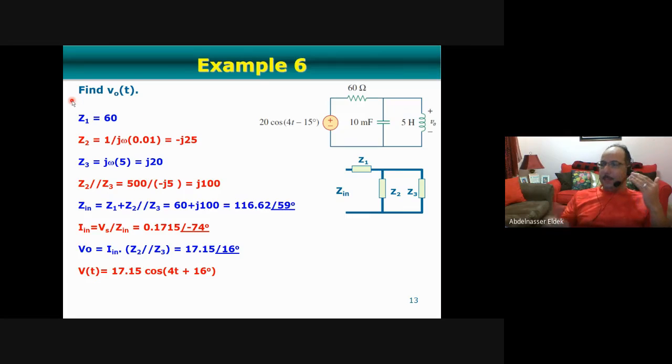Okay, this is another example. We need to calculate V out of T. V out here is a voltage. VO is a voltage across this 5 Henry inductor. So how can we do that?